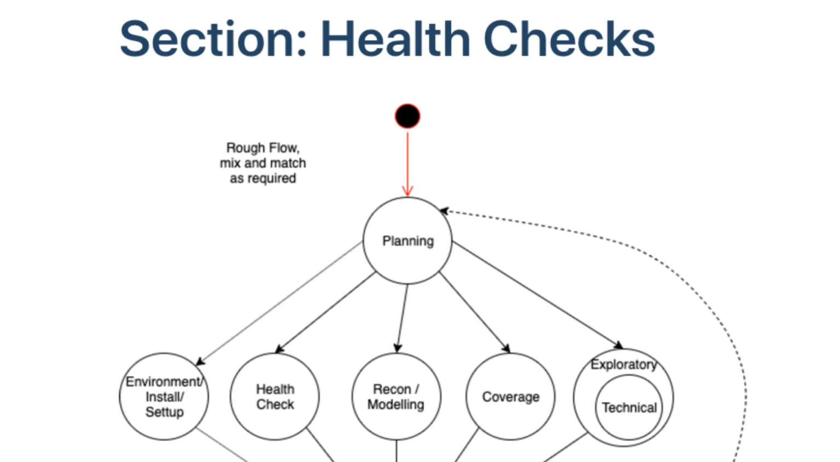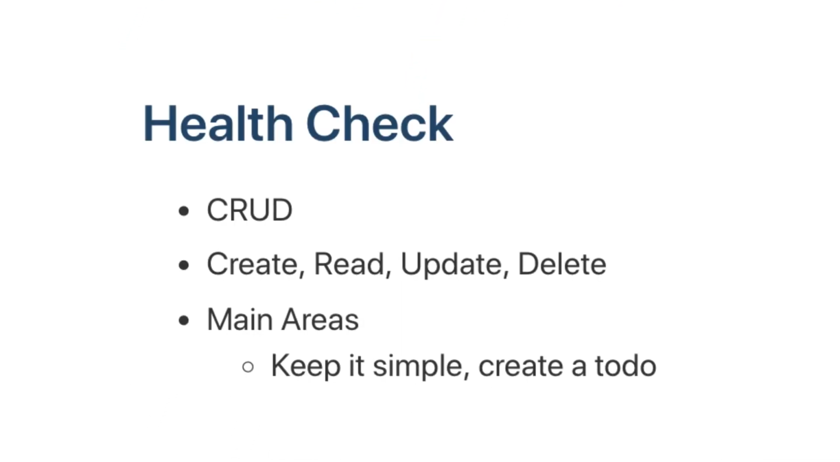Create an aim, do your testing in chunks, we call that a session, and stick to as much as possible what you're trying to do in there. And that's what the health check session that I did was. So my health check is basically just going to be, okay, I'm going to do a create, read, update, delete in the main areas. Keep it simple. I'll try and create a to-do, read it, check that it's there, update it, delete it, make sure I can go through the basic process.